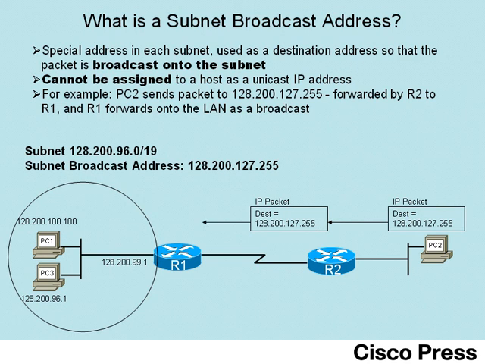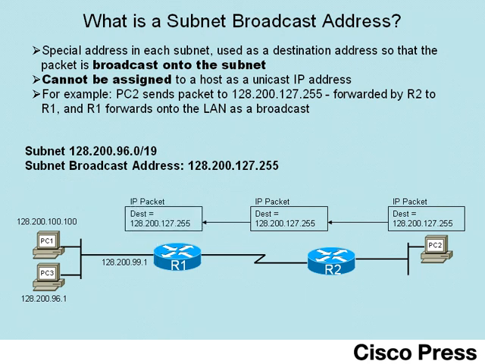Now R1, when it gets the packet, thinks, this address is actually a subnet broadcast address on the subnet connected to my LAN interface. So when R1 forwards the packet, R1 encapsulates the packet in an Ethernet frame, and R1 sends this frame with the destination address of the Ethernet LAN broadcast address. As a result, the switches in the LAN flood the LAN broadcast, so all the hosts in the LAN get a copy of the frame. In this case, that means both PC1 and PC3 get a copy of the one frame sent by R1.